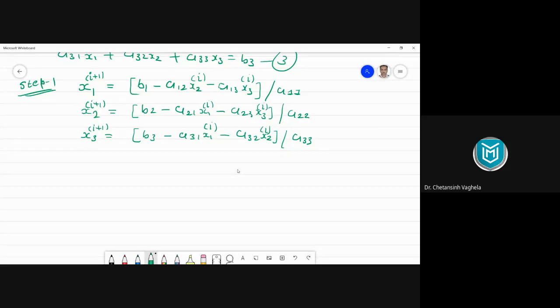For this, you need to create a table, right? For table, first we'll write here iteration number, then the next column will be for x1, then for x2, and then for x3. If you have 3 variables, you will have 3 columns. If there are 4 variables, 4 columns will be there like this.